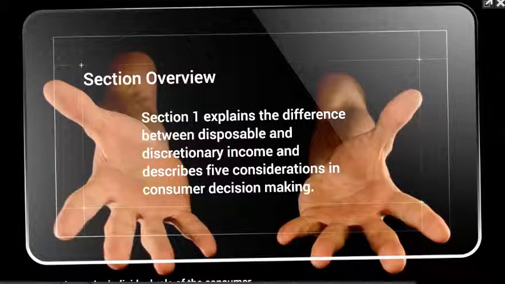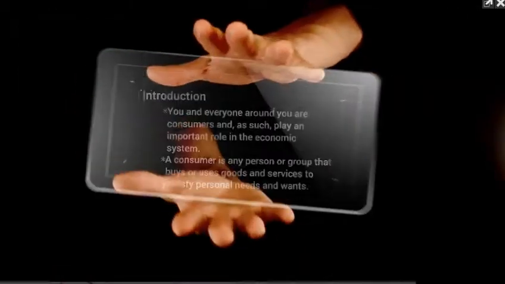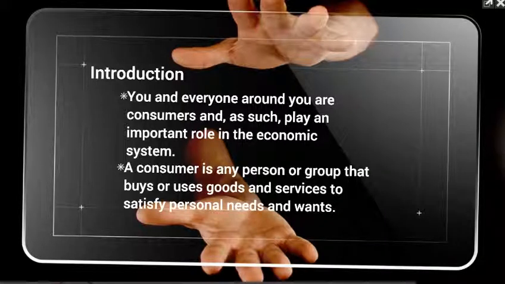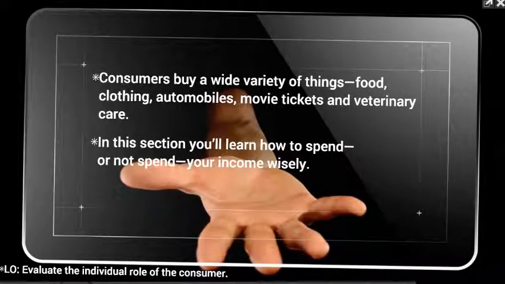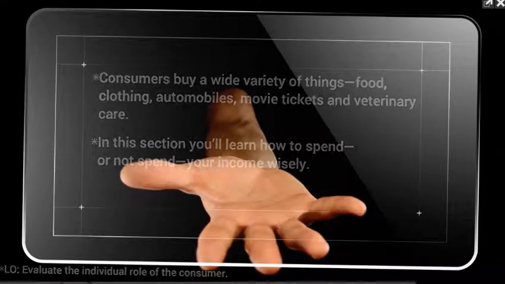Section 1 explains the difference between disposable and discretionary income and describes the 5 considerations in consumer decision making. You and everyone around you are consumers and as such play an important role in the economic system. A consumer is any person or group that buys or uses goods and services to satisfy personal needs and wants. Consumers buy a wide variety of things: food, clothing, automobiles, movie tickets, and veterinary care. In this section, you'll learn how to spend or not spend your income wisely.